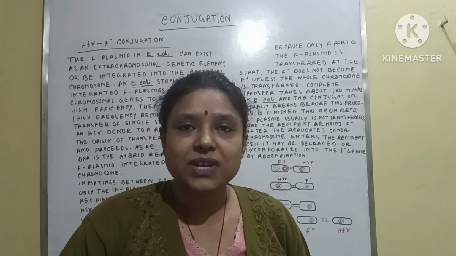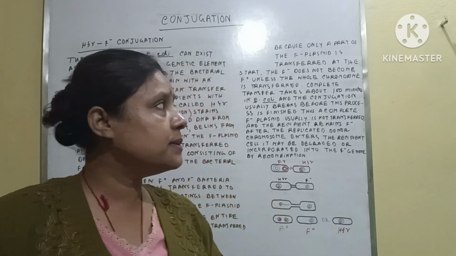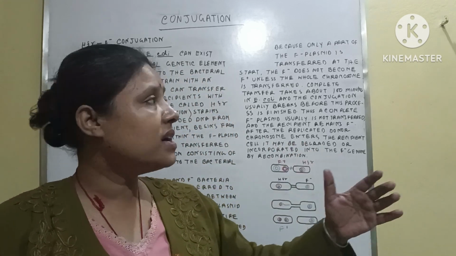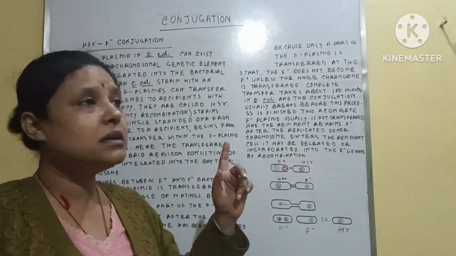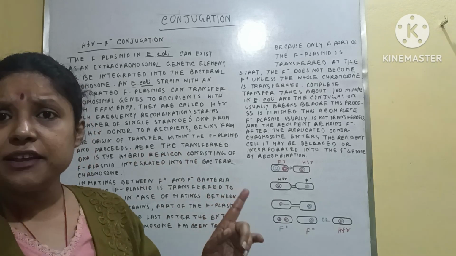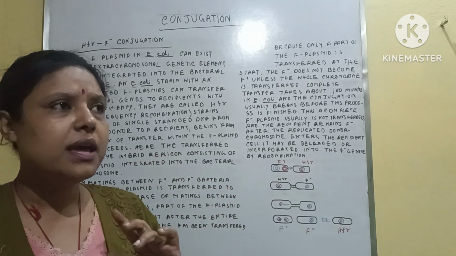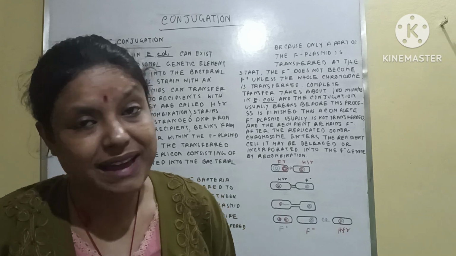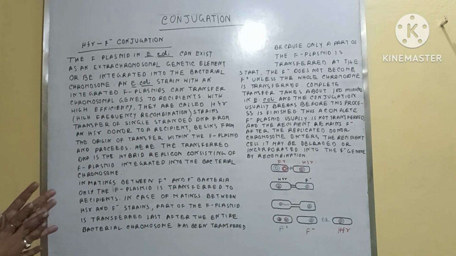And here I will try to explain the other two processes related to conjugation. Obviously, here the DNA transfer occurs between the HFR and F minus conjugation, and another process is the transfer of DNA from F dash and F minus bacteria. So today's topic is conjugation, how the DNA transfers from the HFR to the F minus.